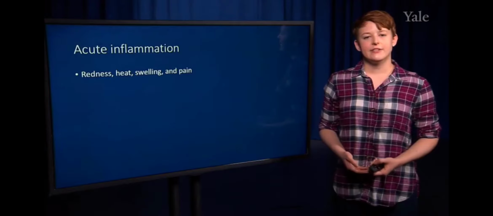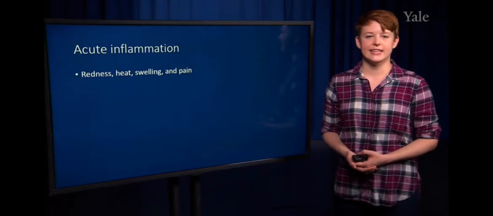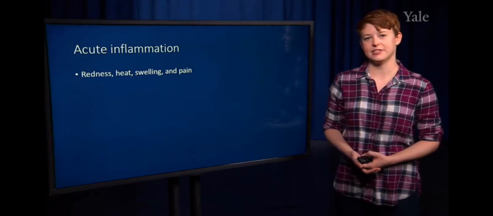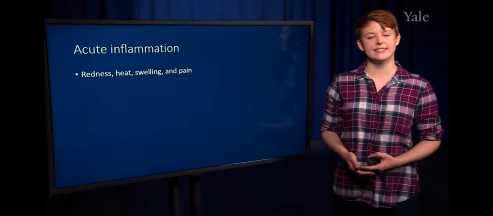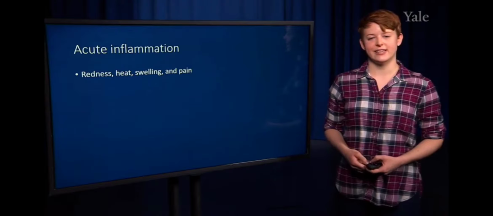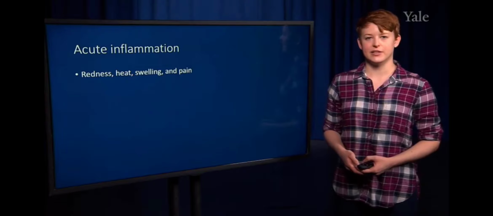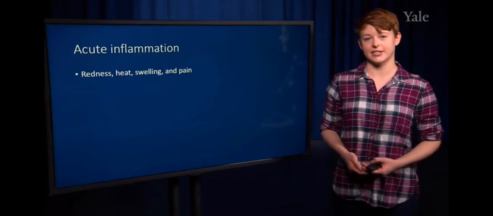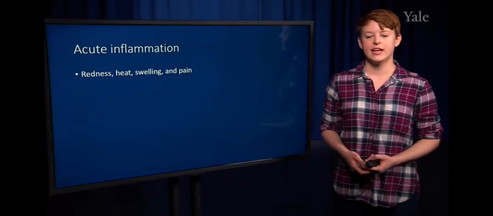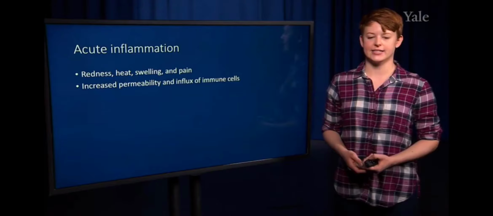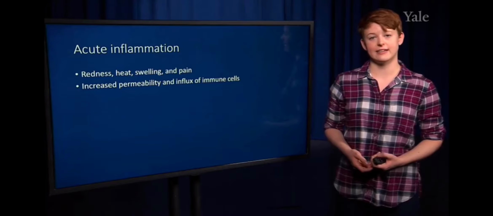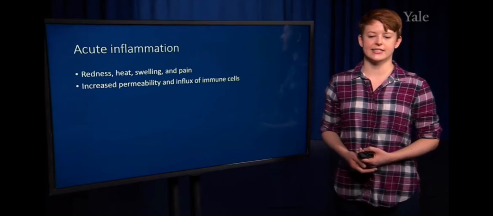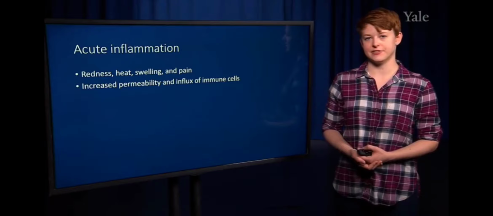So an acute inflammatory response is most well known as being characterized by several symptoms, including redness, heat, swelling, and pain. And this is what you might see if you get a cut or you have an infection in a specific area. And these are caused by increased vascular permeability, allowing fluid to enter the area, as well as the influx of immune cells such as neutrophils and monocytes.